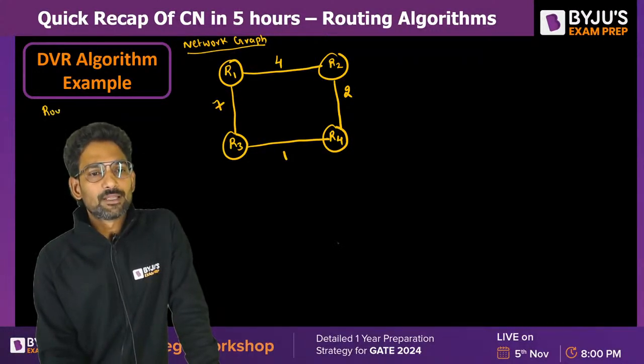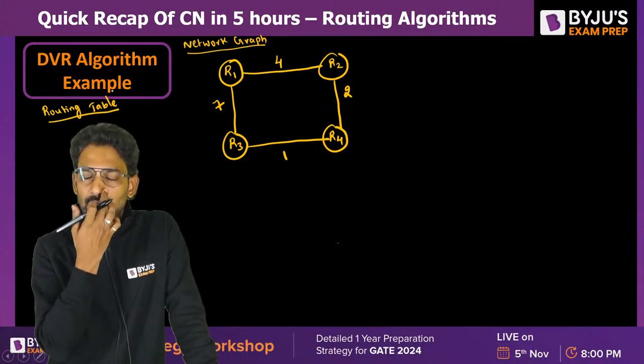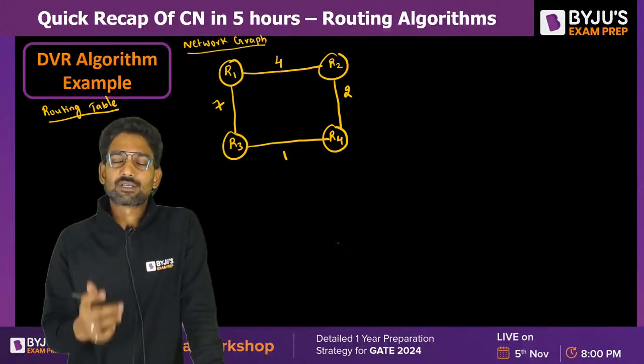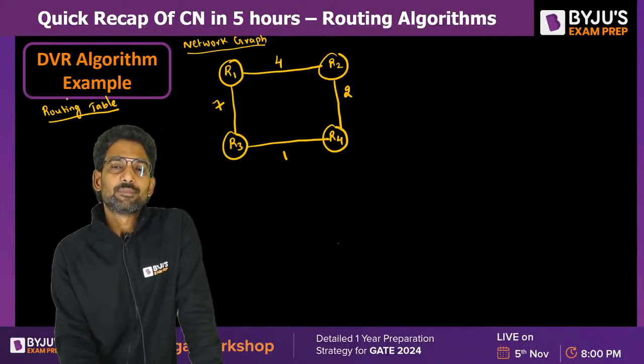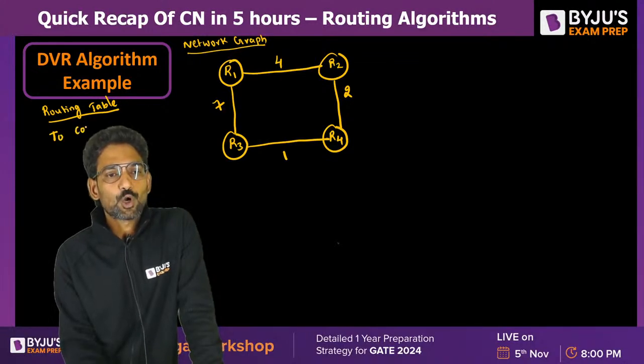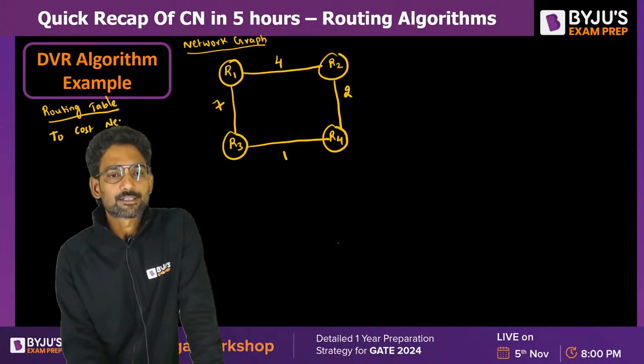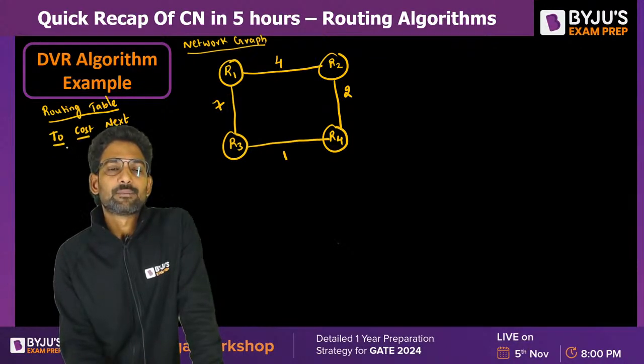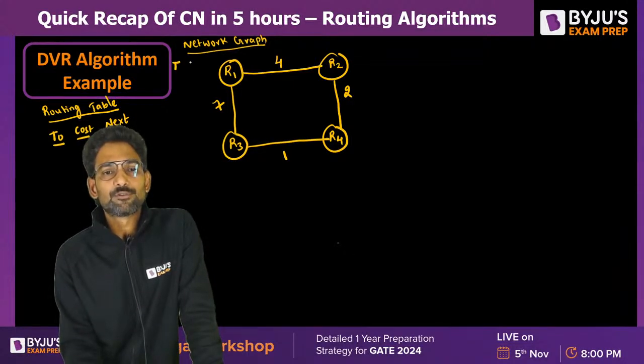Now every router first initializes its routing table. What will be in the routing table? Essential fields; you will have many in a routing table. Here what we use, I'll write: in the routing table we will have To, Cost, and Next fields. So let me write them as TCN simply. So what would be the routing table of R1?